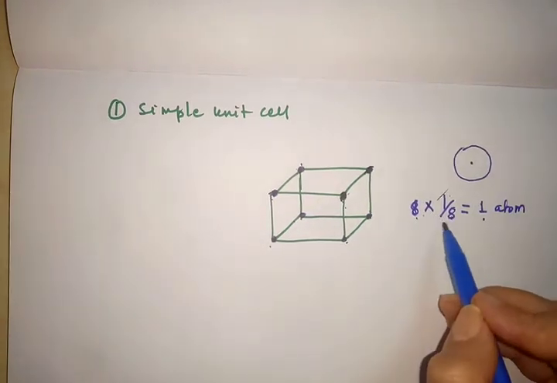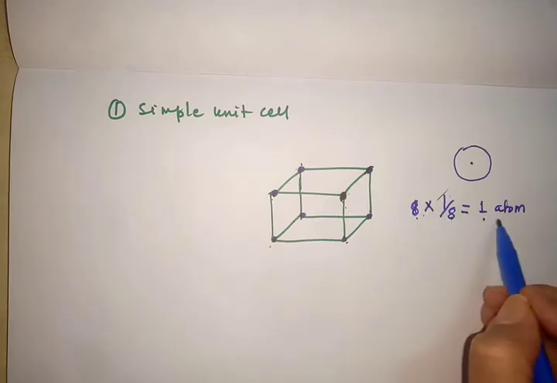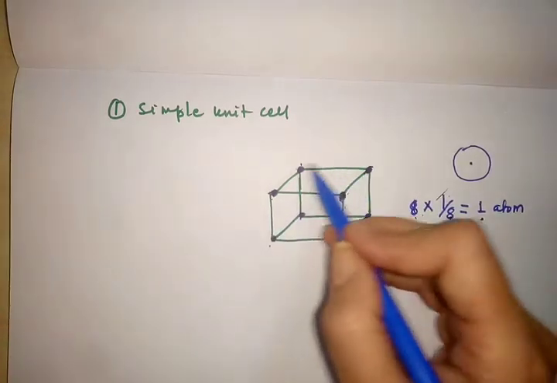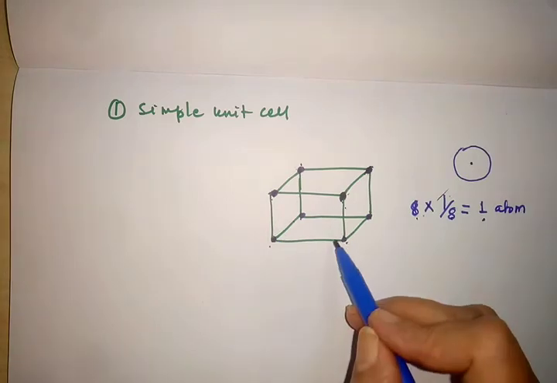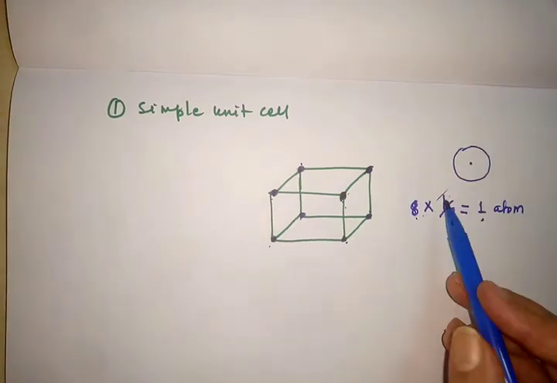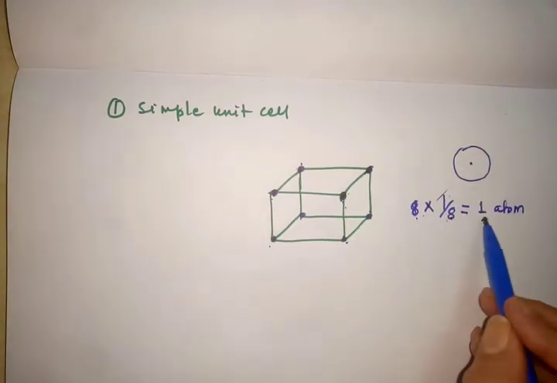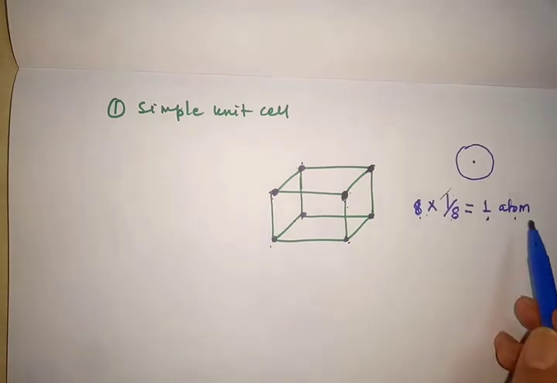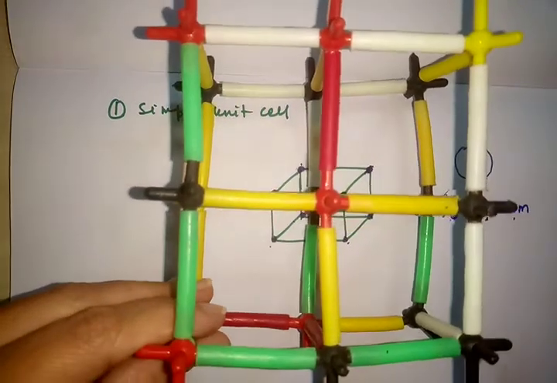So the contribution of each will be 1 by 8, and the total contribution from all the 8 corners of this cubic unit cell will be 8 into 1 by 8, which is equal to 1 atom. Clear? Shall I show it? I'll show it again also.